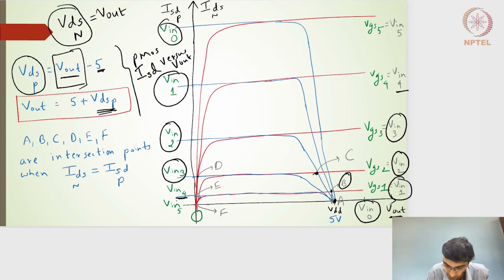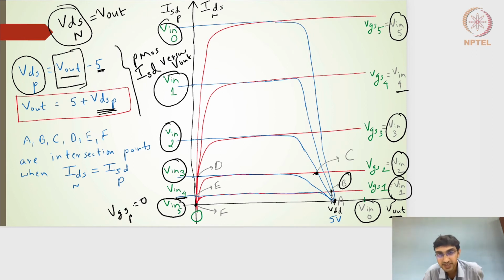And similarly, if the input is 5 volts, which is nothing but the VDD value, we can notice that for an input of 5 volts, the red line will intersect with the blue line. If the input is 5 volts, VGS of the PMOS, or VSG of the PMOS, is actually 0 volts, which is less than the 0.3 volts, and thereby the current is nothing but this particular line. So it will intersect, for an input of 5 volts, at this particular point F, where the current is 0 and the output voltage is 0 volts.